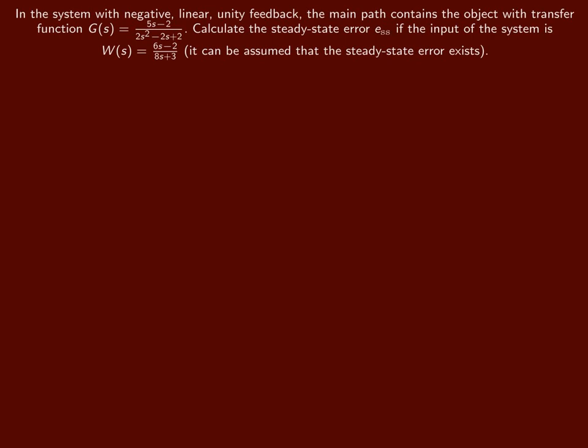In the system with negative linear unity feedback, the main path contains the object with transfer function G(s). Calculate the steady-state error if the input of the system is W(s). It can be assumed that the steady-state error exists. I will start by deriving the equation for E(s).